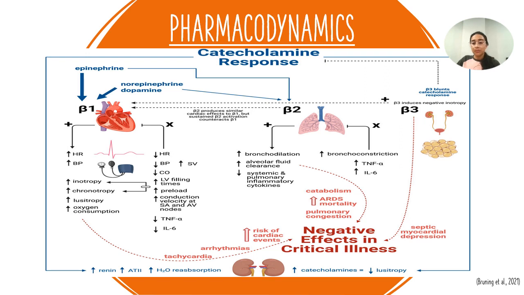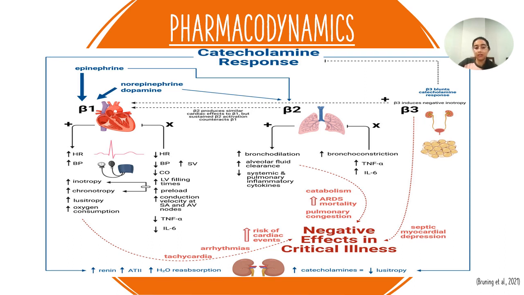Then coming to the beta 2 receptors. The beta 2 receptors are particularly found in the lungs, basically in the bronchial smooth muscle. When the beta 2 receptors are activated by epinephrine, they cause bronchodilation, and alveolar fluid clearance increases. When these beta 2 receptors are not activated, or are occupied by beta blockers, the effect it produces is bronchoconstriction. And similarly with the beta 3 receptors, when they are not occupied by the catecholamines, lipolysis is not produced.